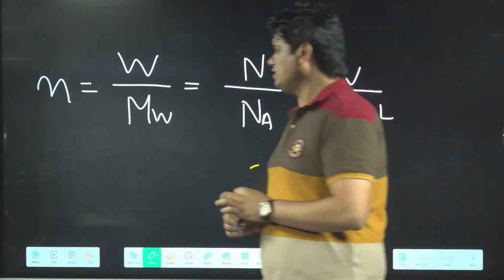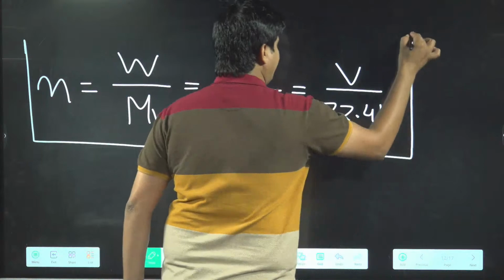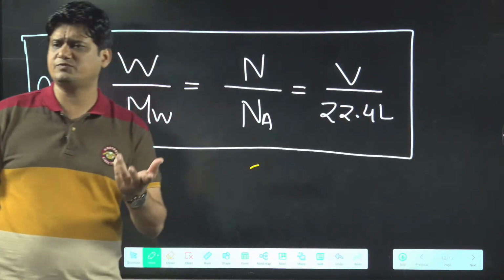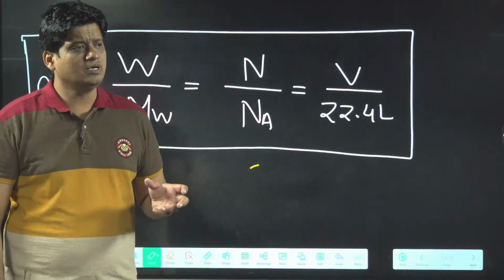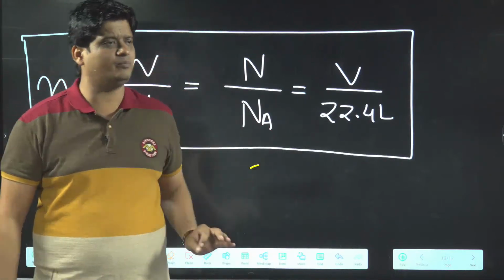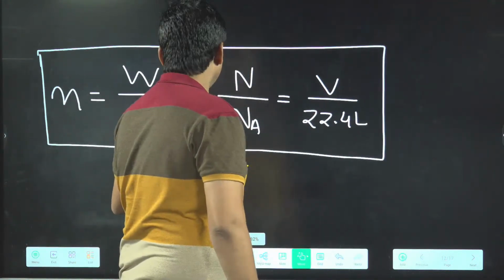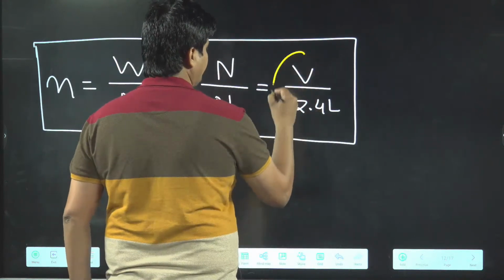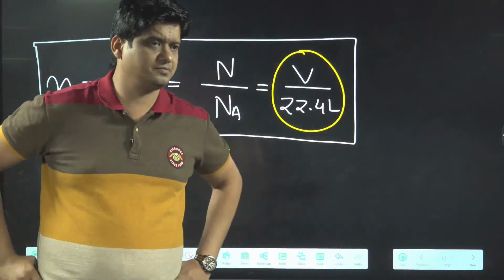Okay. And you know that molar volume at 0 degrees Celsius and 1 atm pressure is 22.4 liter. Obviously it is for ideal gases. So you know that molar volume for ideal gases at 0 degrees Celsius and 1 atm pressure is 22.4 liter. The third formula, V upon 22.4 liter, is not valid in all the cases.